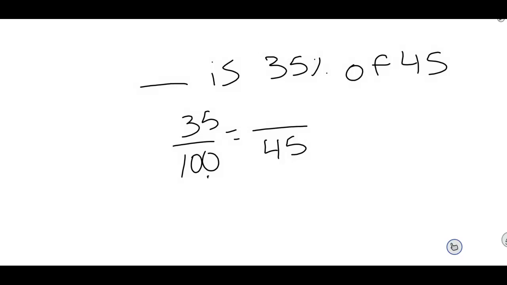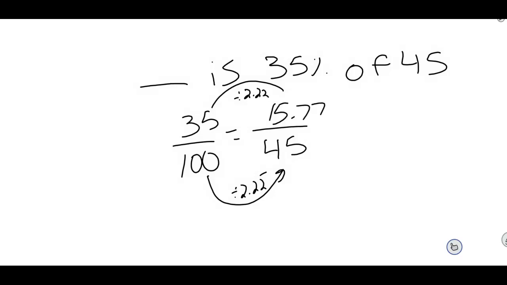And I figured out that 100 divided by 45 would be 2.22, rounded to the nearest hundredth. Okay, so 100 divided by 45 is 2.22 repeating forever and ever. You round it to the nearest hundredth, 22 hundredths. Okay, go ahead. And I did the same thing on the top. And then I got 15.77. Okay, that is one way to solve it.